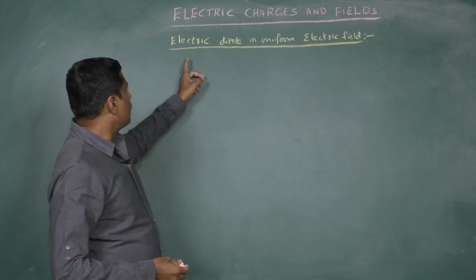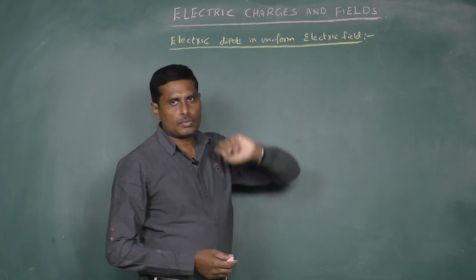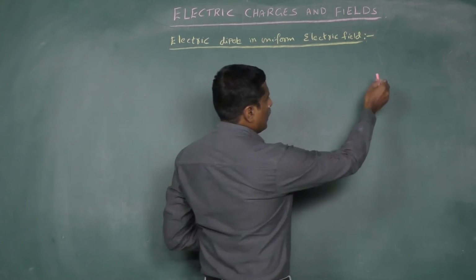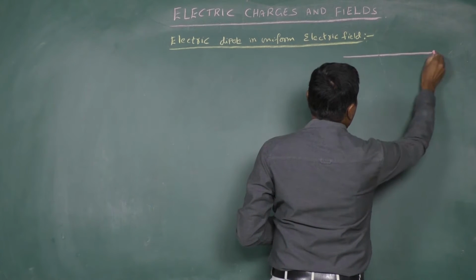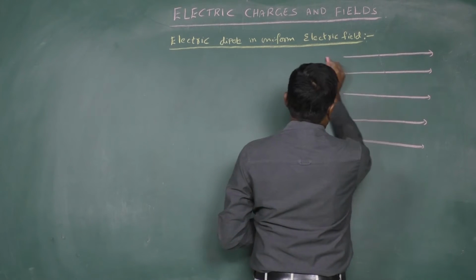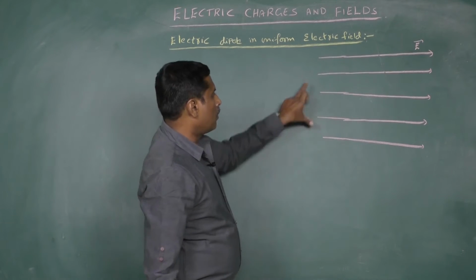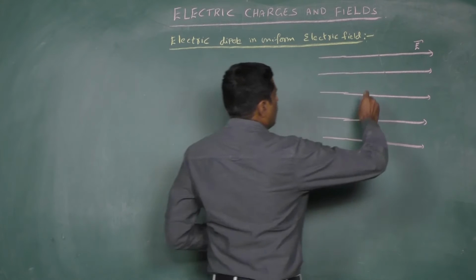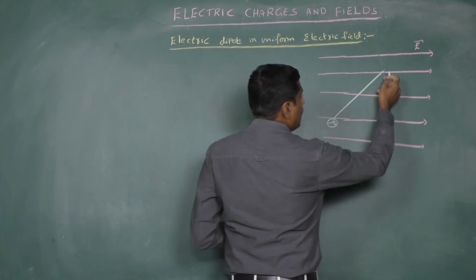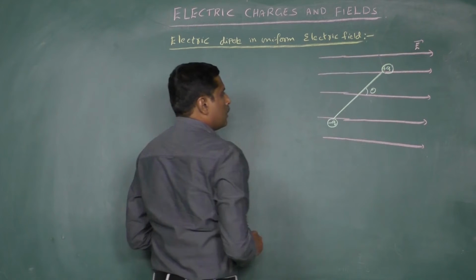Our next topic is electric dipole in uniform electric field. Consider a uniform electric field of intensity E bar. E bar is the electric field intensity of this uniform electric field. Let an electric dipole be placed in this uniform electric field to make an angle theta.